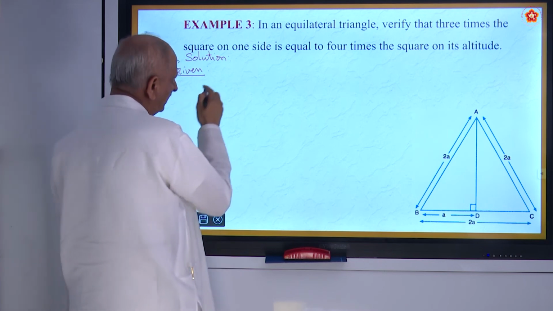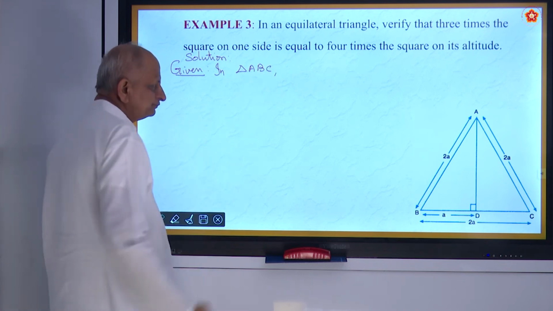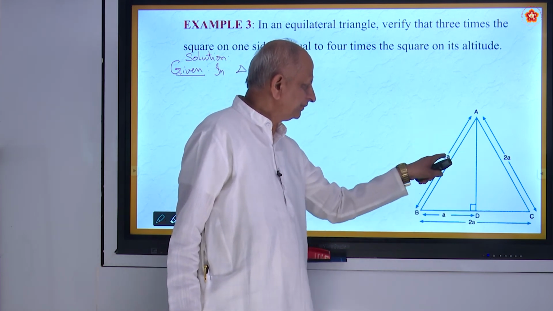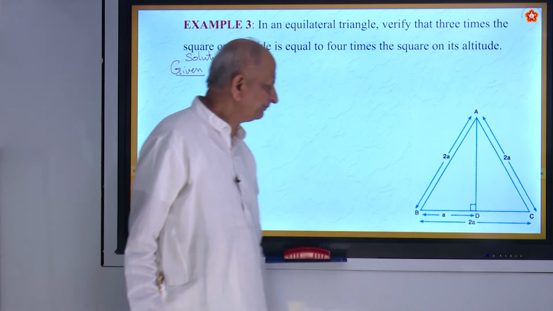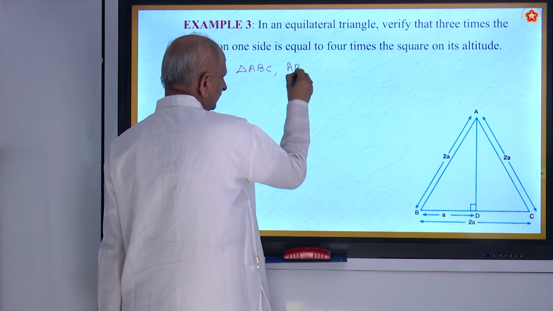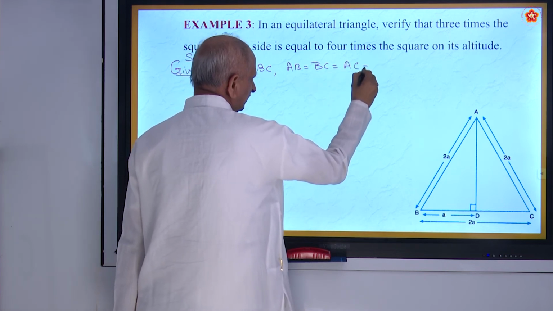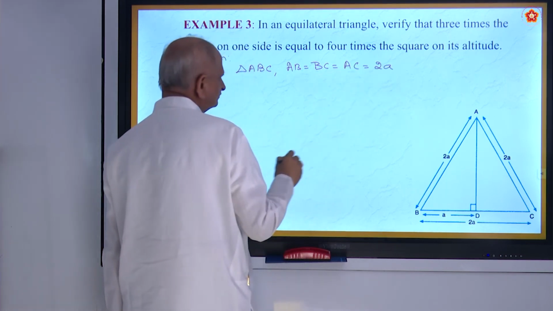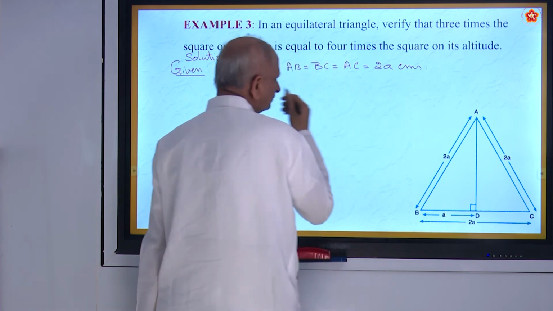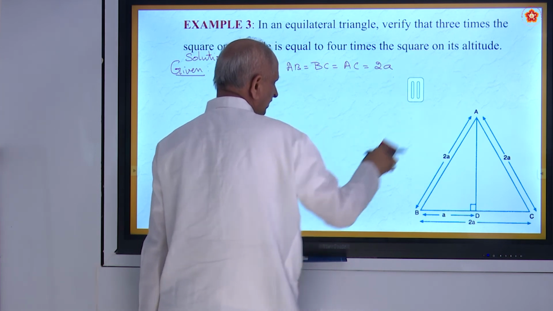Given that in triangle ABC, all of you draw the triangle. It is called an equilateral triangle. What is the speciality of the triangle? All the 3 sides are equal. Let us take it as 2A, 2A and 2A. In triangle ABC, AB is equal to BC is equal to AC is equal to, let it be 2A units, or you can say centimeters. Or I'll write units only. You can take any centimeter or meter, anything.